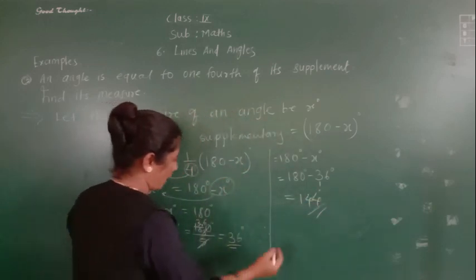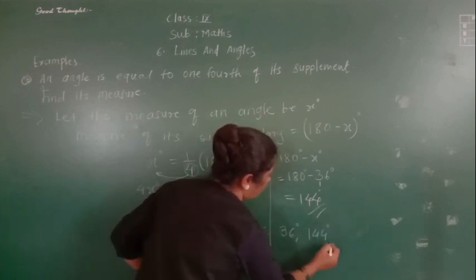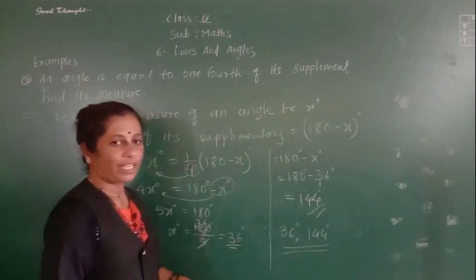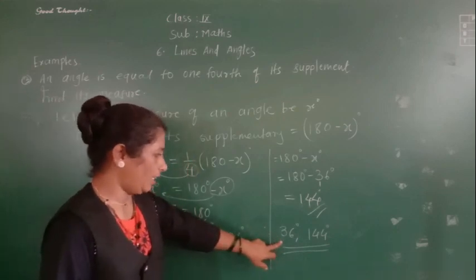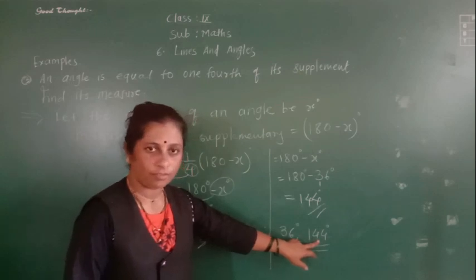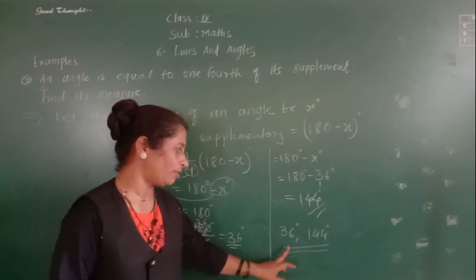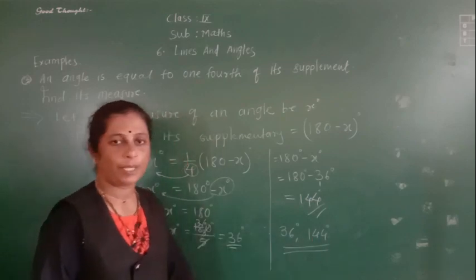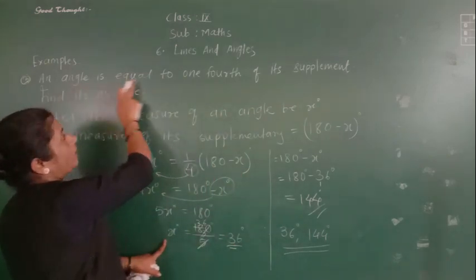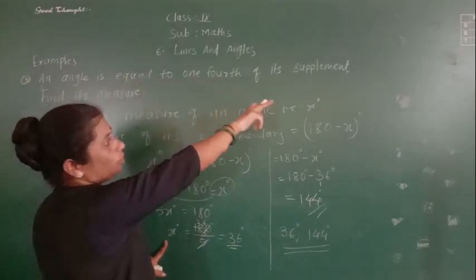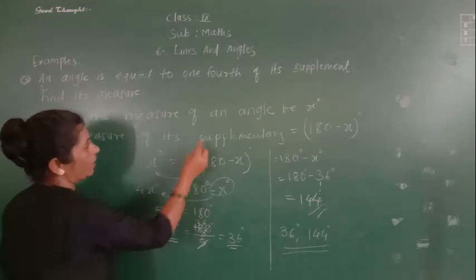Understood? So the measures of the angles are 36 degree and 144 degree. These two are which type of angle? Supplementary angles. And here this angle is 1/4 of its supplement. Understood? So if you find out, you will get this angle is 1/4 of this. Example, what we have to actually find out: an angle is equal to 1/4 of its supplement, then find its measure. Its measure means whose measure? We have to find these measures.